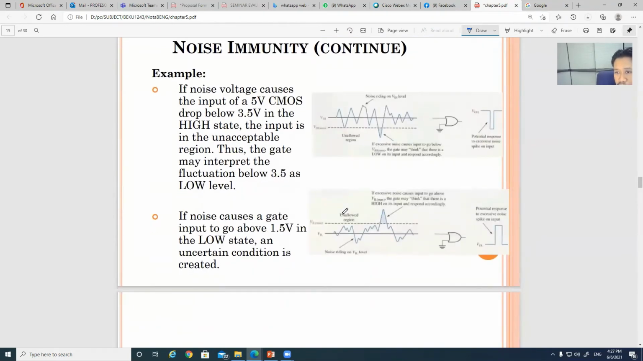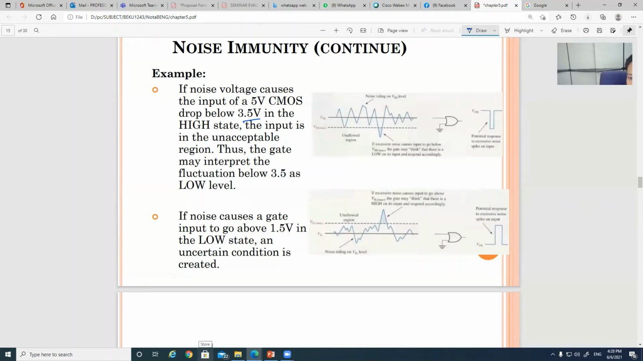So for example, if noise voltage causes the input of the 5 volt CMOS to drop below 3.5 volt in the high state, the input is in the unacceptable region. So for example, if it drops to 3.5 volt, we can declare it as the unacceptable region. Thus, the gate may interpret the fluctuation below 3.5 as low level. It will be set as the low level.